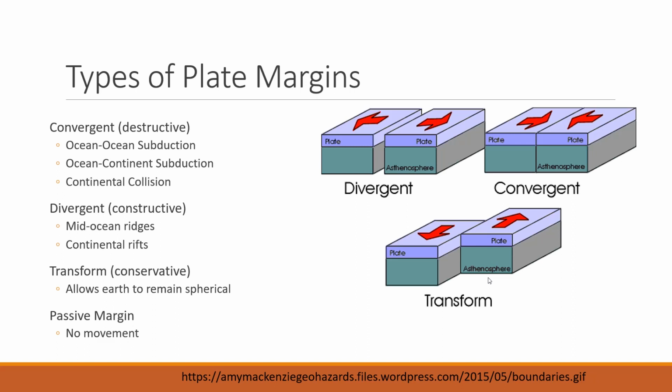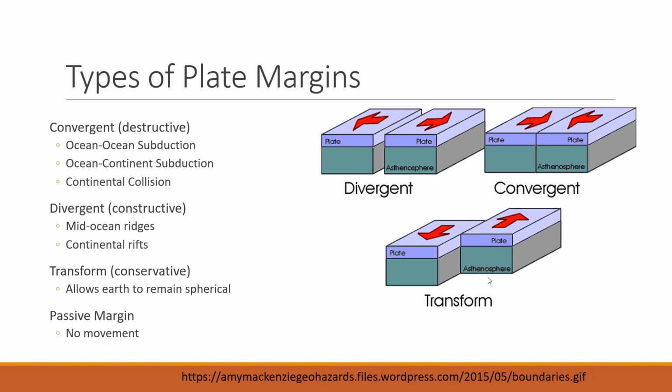And the final one is a transform boundary, which is also called a conservative boundary. Transform boundaries are where the plates are just sliding past each other. It's called conservative because we're not creating or destroying material. These are necessary to allow our planet to remain spherical.